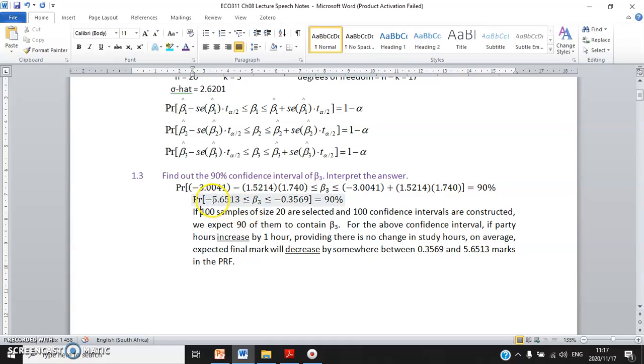Okay, and then this is the confidence interval, then the interpretation. So you spot the keywords increase and then decrease because of the negative relationship between party hours and marks. So let me stop for 15 seconds for you to go through the interpretation.